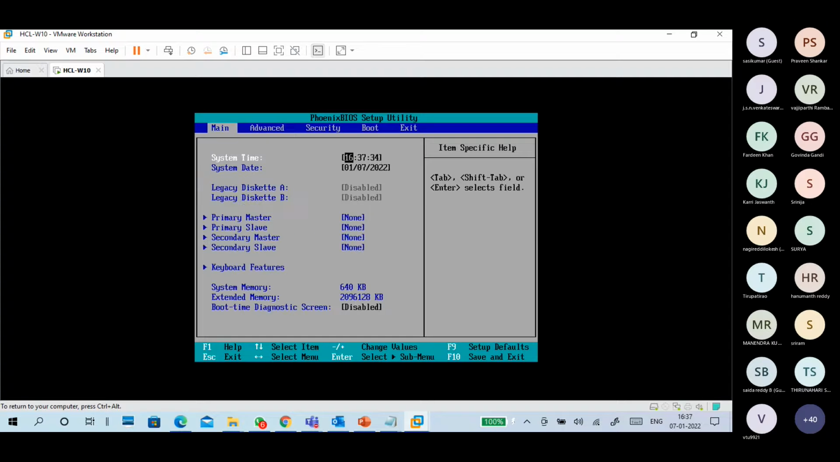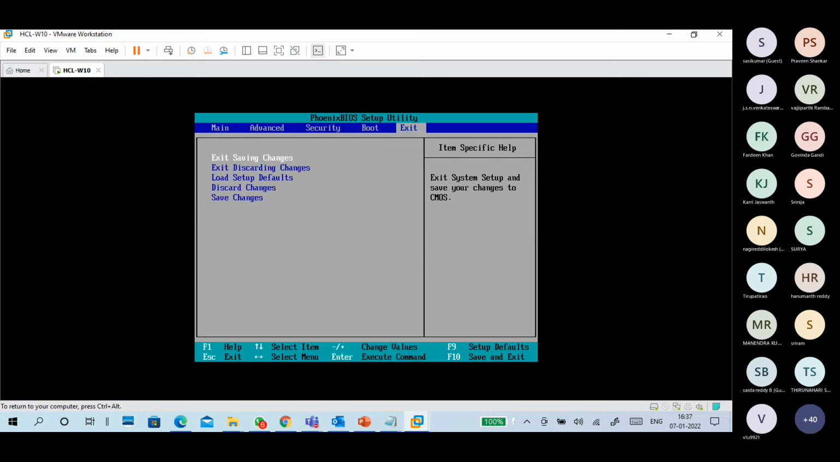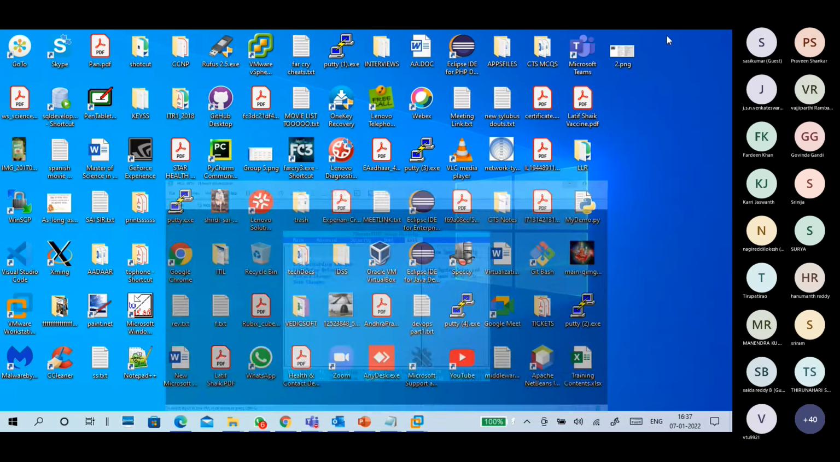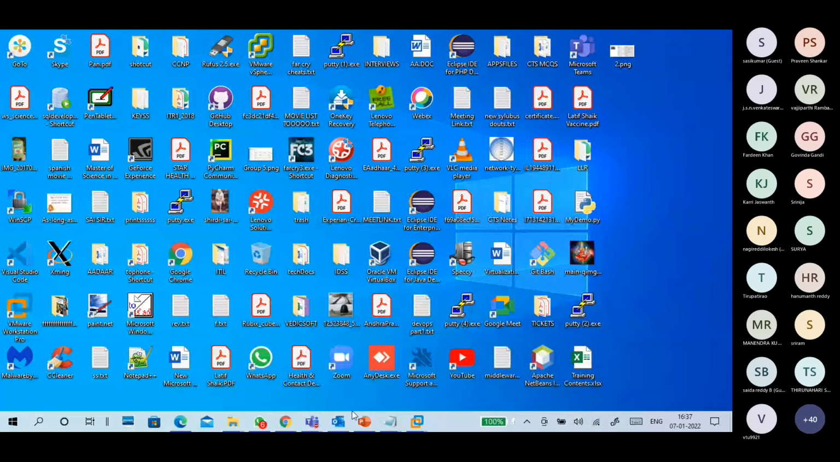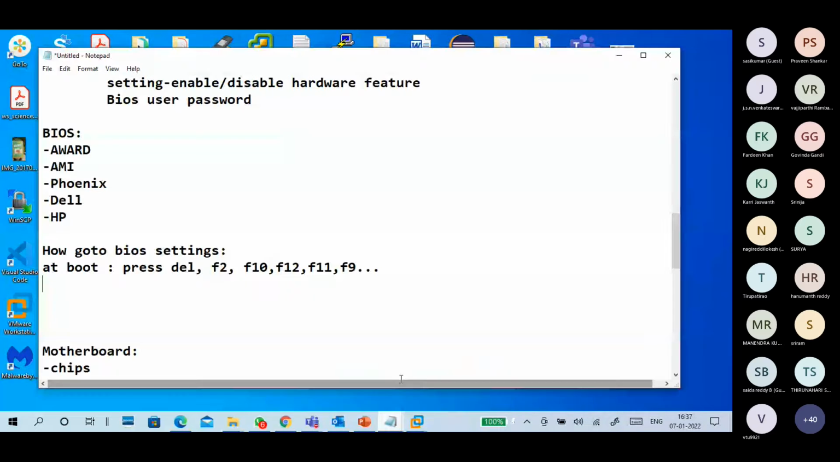So in the BIOS, you have device details, connected device details, and their settings are also there. Okay, you can save and exit from here also. You can enable and disable the features of devices, that is also there.